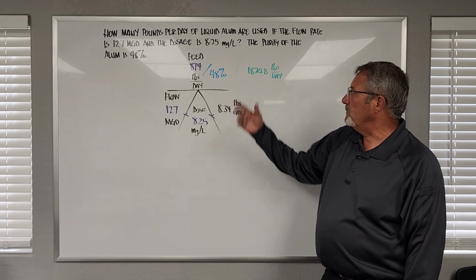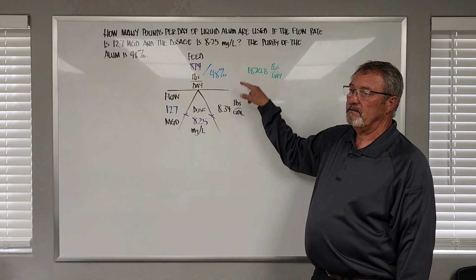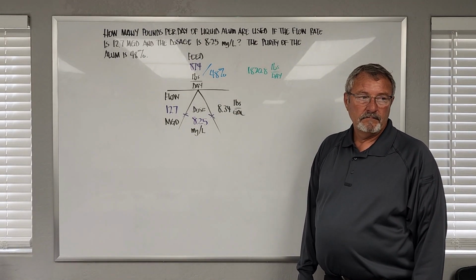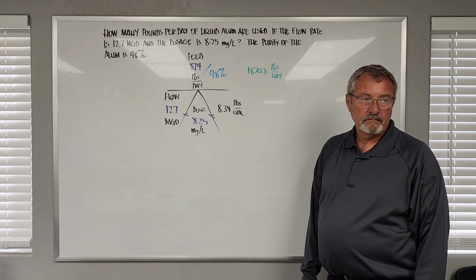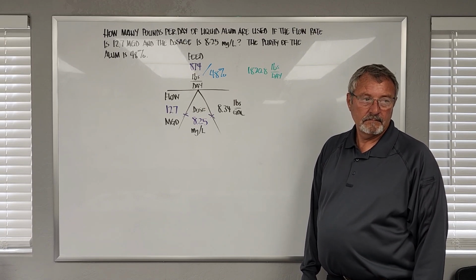So we didn't multiply it by 48%, we have to divide it by 48%, because the 48% is the purity. And then from there.